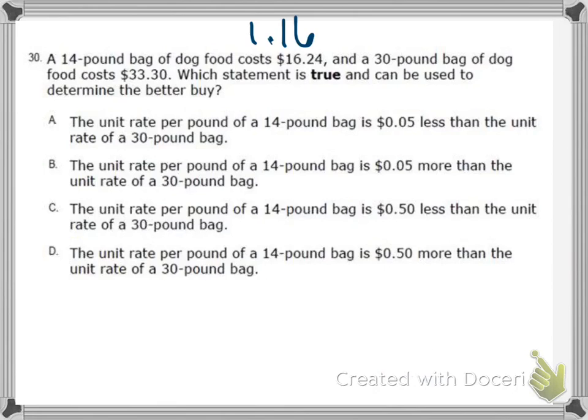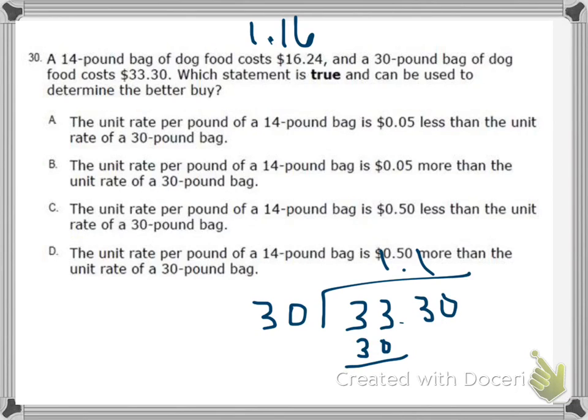And this one, 33.30 divided by 30. This one shouldn't be too bad. It's going to be 1.11, right? Okay, so 1.11. So let's compare. The unit rate per pound of a 14-pound dog food is 5 less than, well, that's not right. The unit rate per pound of a 14-pound bag is 5 cents more. Well, that's got possibilities. Let's look at the rest of them. The unit rate per pound of a 14-pound bag is 50 cents less. Nope. The unit rate per bag of a 14-pound bag is 50 cents more. Nope. So B is our answer.